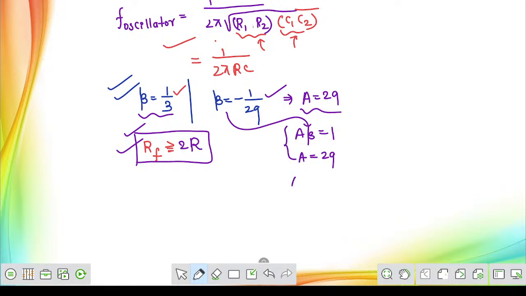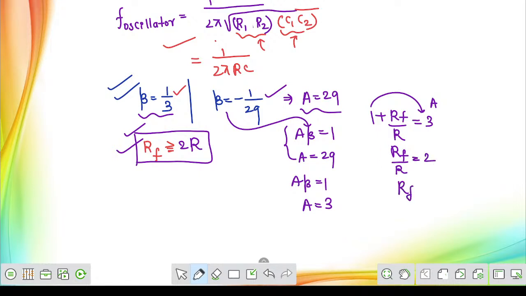For the Wien bridge oscillator, we know A into beta equal to 1. If I put beta equal to 1 by 3, then the value of gain A equals 3. Since we are designing it with a non-inverting operational amplifier, RF by R plus 1 equals 3, that is the gain. If you pass the 1 to the right hand side, RF by R will become 3 minus 1, that is 2. So the value of RF equals 2 times R. This is the minimum expected value.